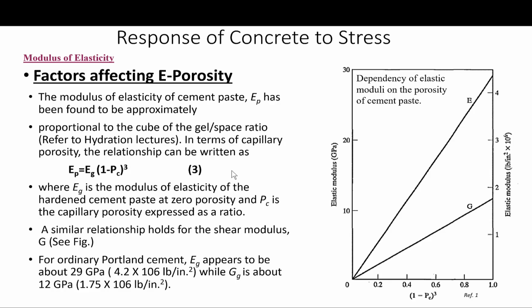A similar relationship also holds for the shear modulus, as you can see in this figure right here. This is for the elastic modulus, this is for the shear modulus. For ordinary Portland cements, E sub G appears to be about 29 gigapascals, while the shear modulus G sub G is about 12 gigapascals.